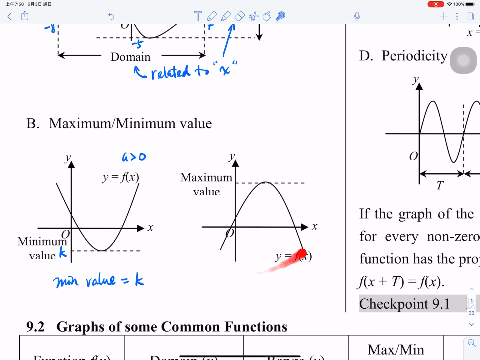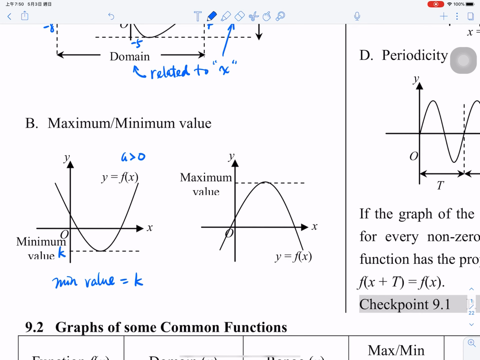How about this graph? You got a maximum value, right? Maybe this one as k. Then the maximum value equals k. Okay. Remember quadratic equation, a smaller than 0, because this one opens downward, right?